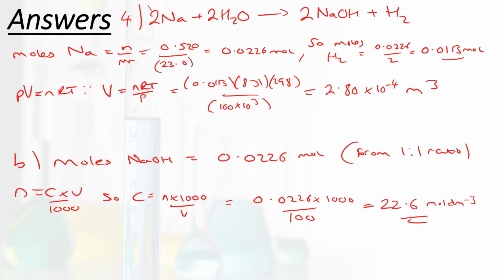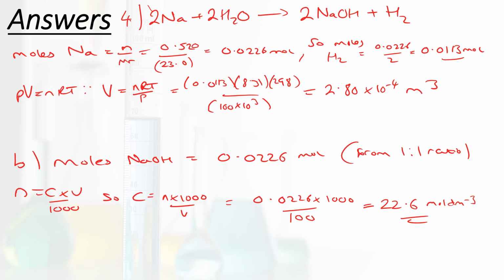Then part B was asking about the concentration of the sodium hydroxide solution formed. So if you're not happy with concentration calculations, I recommend going back to the previous video in the series and looking at those questions. But we can also use our mole ratios to say that we have 0.0226 moles of sodium hydroxide, same amount of moles as we had of sodium, or twice the amount of moles we had of the hydrogen, because it's essentially a 2:2 or a 1:1 ratio.